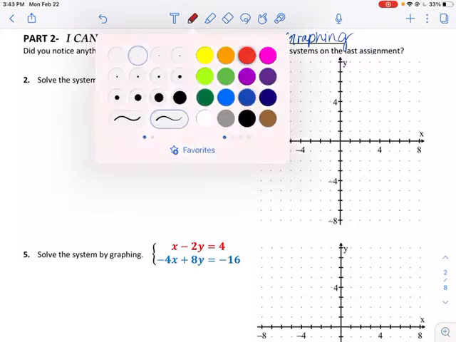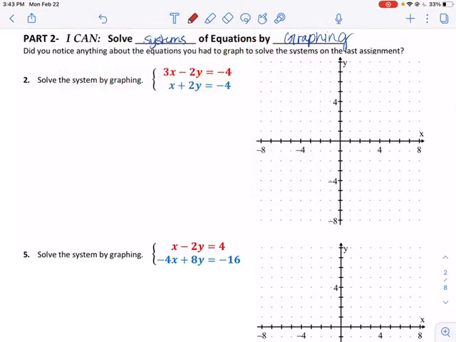So I'm going to do my red line first. 3x minus 2y equals negative 4. And I'm going to put it into y equals mx plus b. Remember that this means I'm going to get rid of everything except y on that left side. So I'm going to draw my line and subtract 3x from both sides.